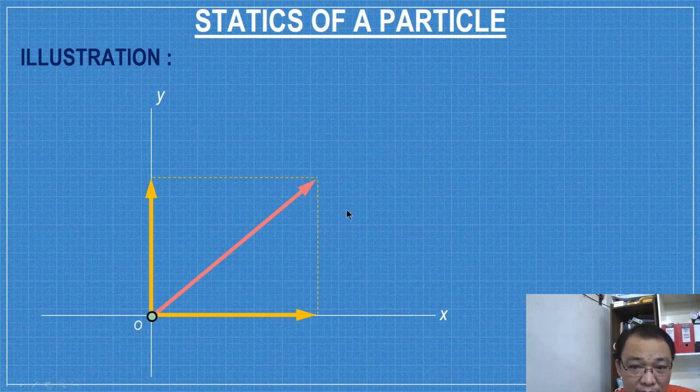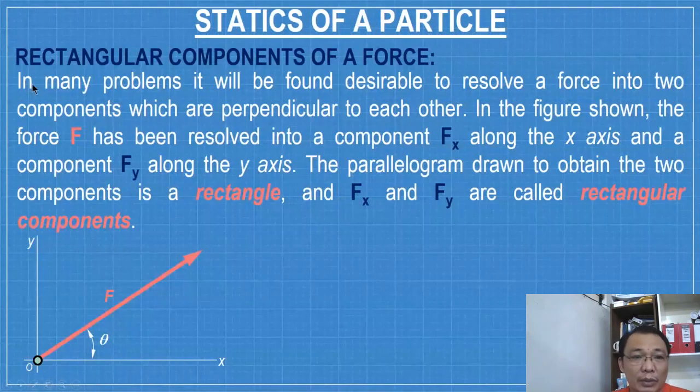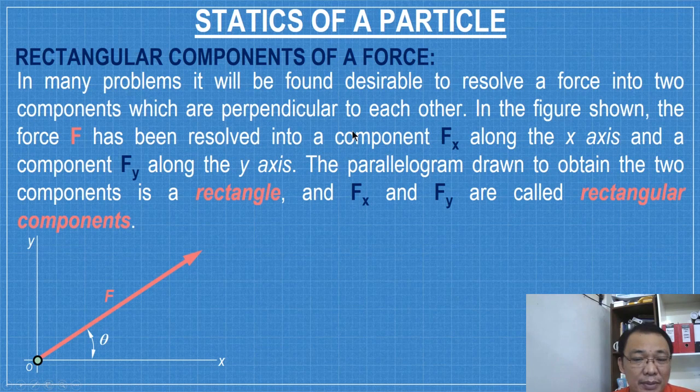So this video is about this one: components directed along the x-axis and along the y-axis. This will be our topic. We call this one rectangular components of a force. In many problems, it will be found desirable to resolve a force into two components which are perpendicular to each other. So in the figure shown, the force F has been resolved into a component Fx along the x-axis and a component Fy along the y-axis. The parallelogram drawn to obtain the two components is a rectangle, because the two forces are perpendicular. And Fx and Fy are called rectangular components.